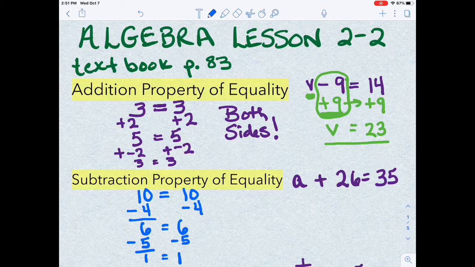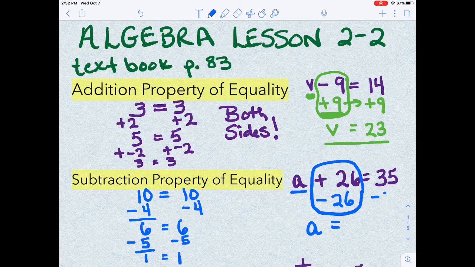So here's how I use this to my advantage. If I have a plus 26 equals 35, and I want to get a all by itself, I might choose to subtract 26 over here, because adding 26 and subtracting 26 cancel each other out. 26 minus 26 is 0. And so I would end up getting that a all by itself, which is what I want to do. That's my objective. But I can't just do this. This is incredibly lopsided right now.